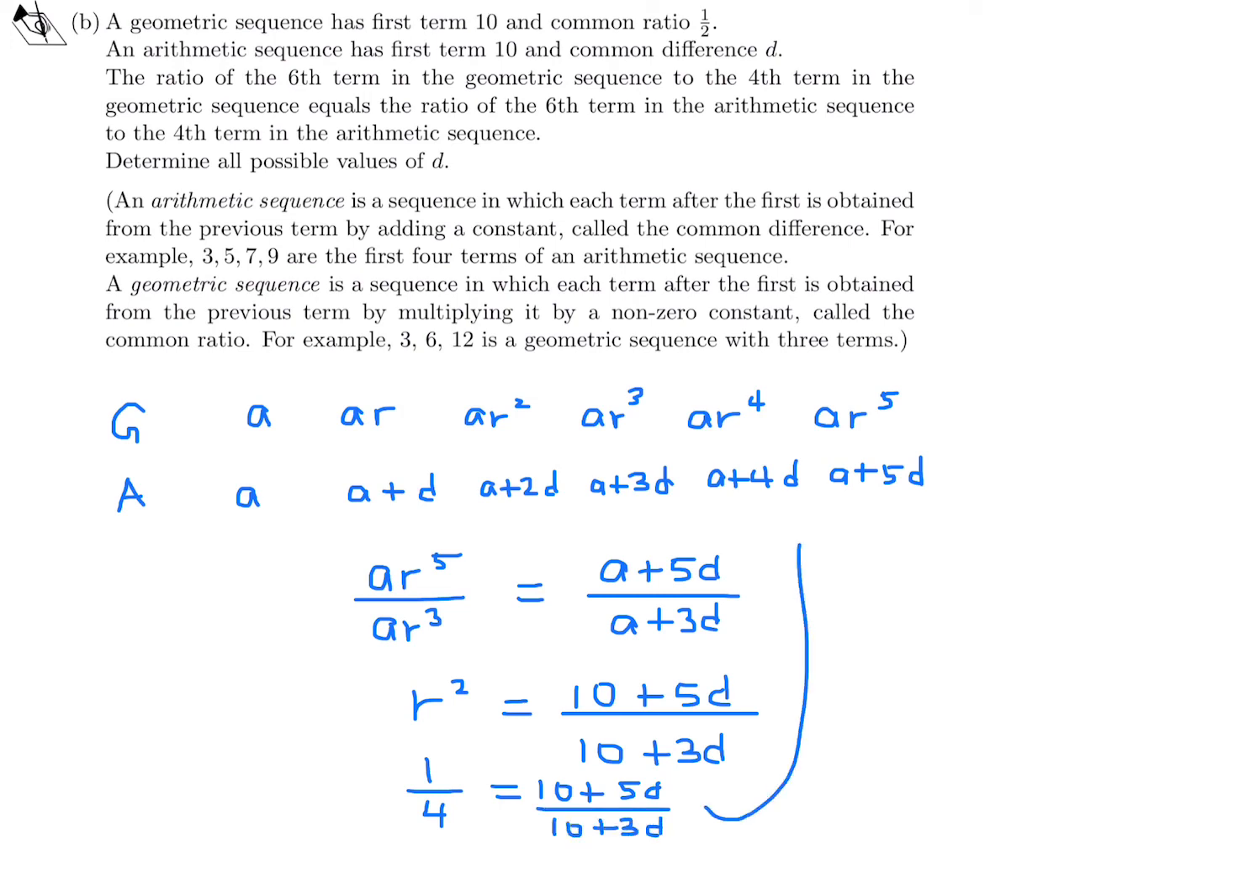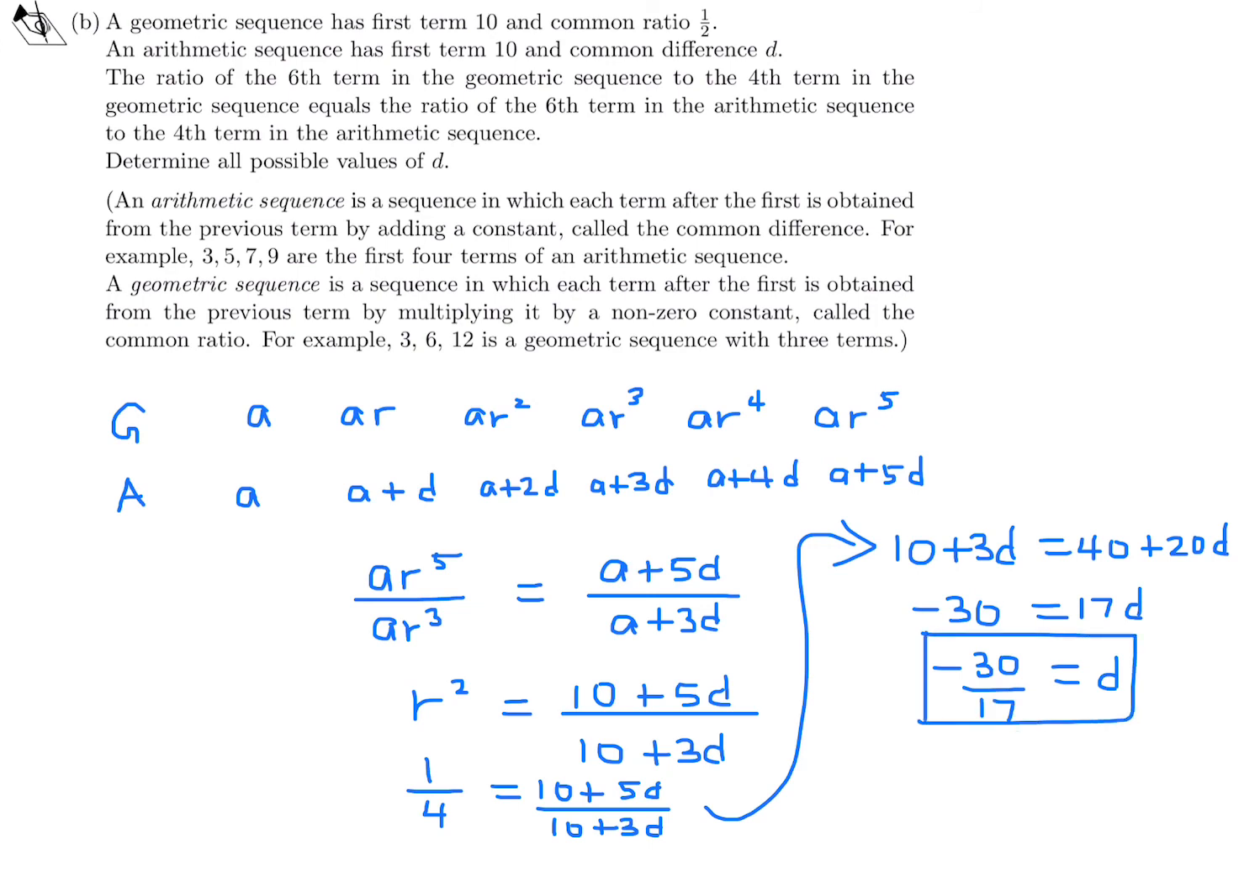All right, so I'm pretty confident I can solve that. Cross multiply and you get 10 plus 3d is equal to 40 plus 20d. So minus 30 would equal 17d, and therefore d is equal to minus 30 over 17. There you go. That's the answer.